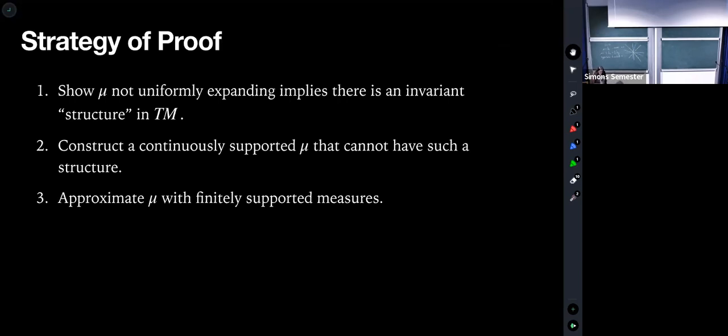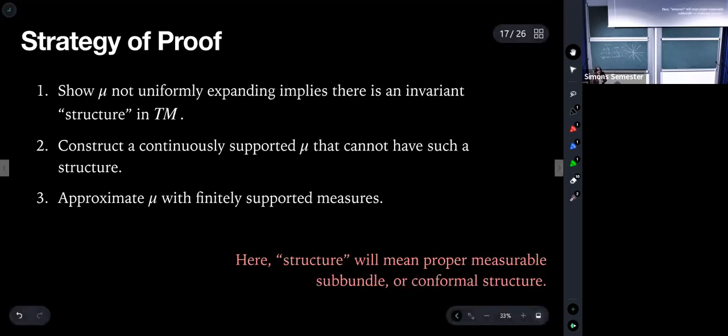So step 1 is show that if you're not uniformly expanding, it implies there's an invariant structure of some kind. Again, this is what I've been saying: somehow you have to have randomness to have uniform expansion. Step 2 is you then construct something that can't have any of these invariant structures. And then step 3 is approximate with finitely supported measures. And because uniform expansion is an open condition, this last step can actually work. Otherwise, you'd have no hope.